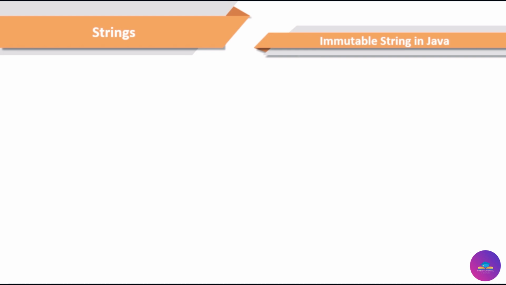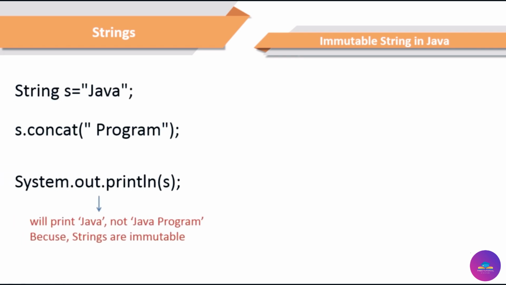Immutable string in Java. So in Java, string objects are immutable. Immutable just means that you cannot change the object itself, but you can change the reference to the object. Once a string object is created, its data or its state can't be changed, but a new string object is created. So let's try to understand the immutability concept by the example here in this slide.